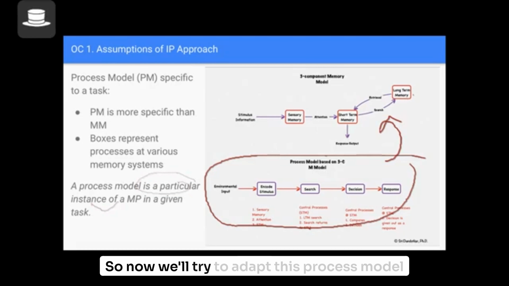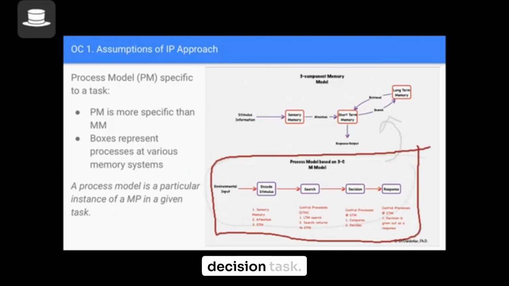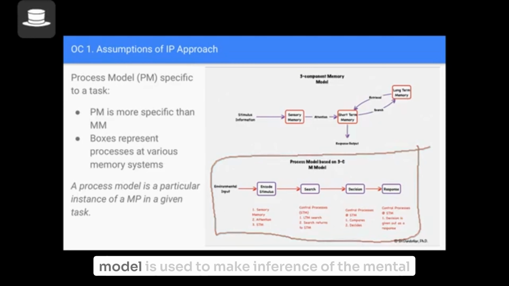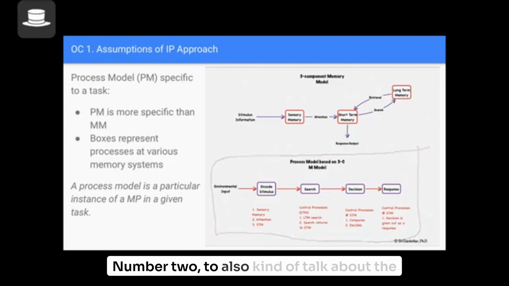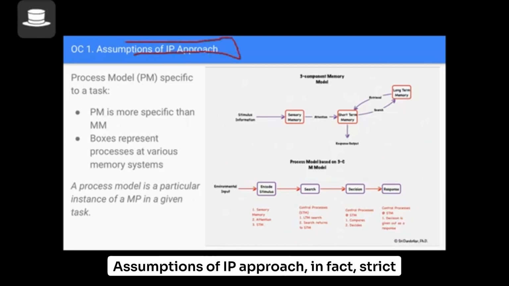So now we'll try to adapt this process model and run through a task called the lexical decision task. By looking at the results of the lexical decision task, we'll try to understand, number one, how a model is used to make inferences about the mental process. Number two, to also talk about the basic assumptions of the information processing approach. That was the main reason why we are talking about this, right? Assumptions of the IP approach, in fact, the strict IP approach.